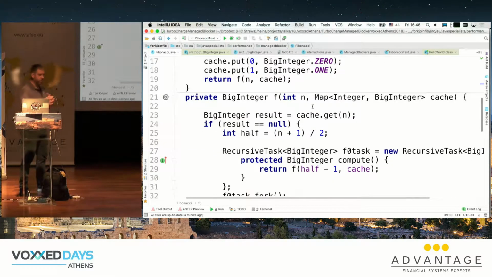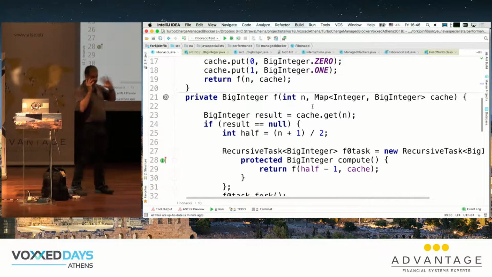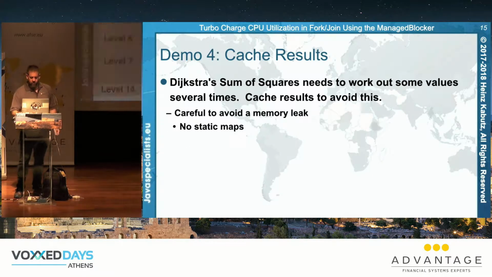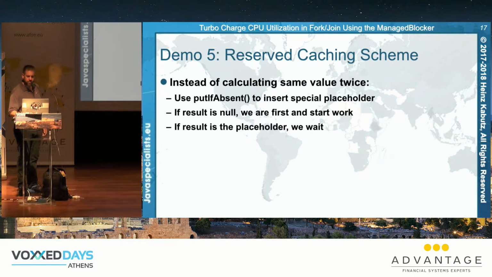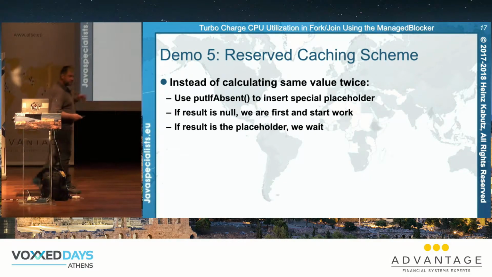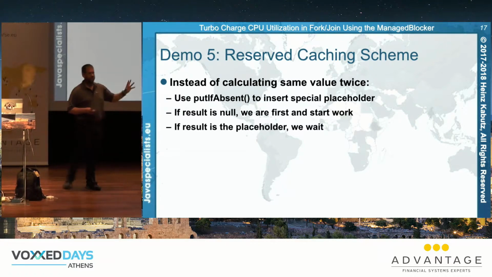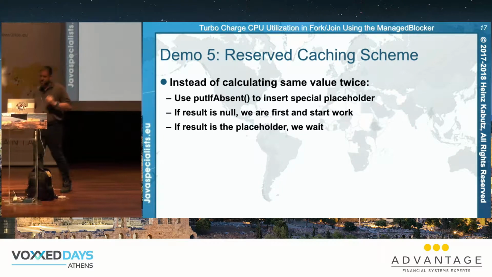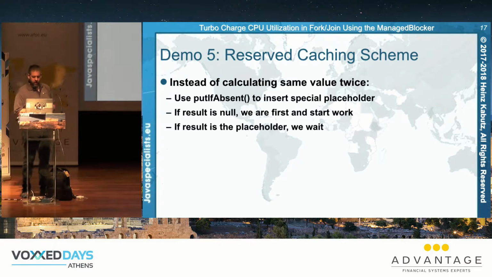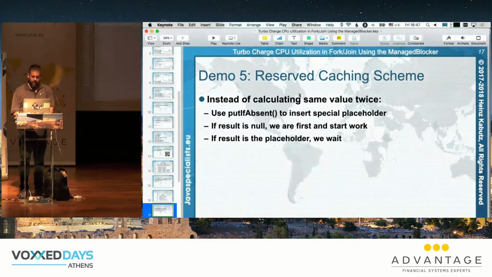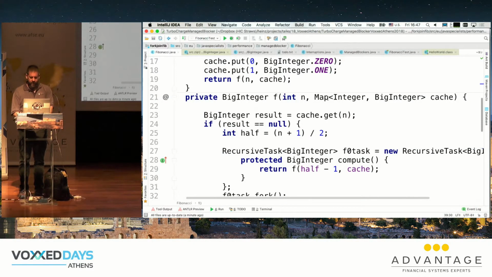See, as I said, we're working out the same values because we're working out at the same time. So why don't we add a reserved caching scheme? And the way that works is we are saying that instead of getting the value, we say put if absent, and we take a special big integer that we pass in. And that is then used in order to be a placeholder. So then afterwards you can see if the placeholder is there, then somebody else is busy working with that number. All right, so let's do that.